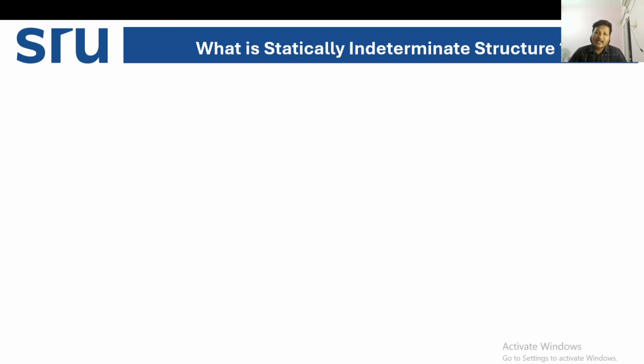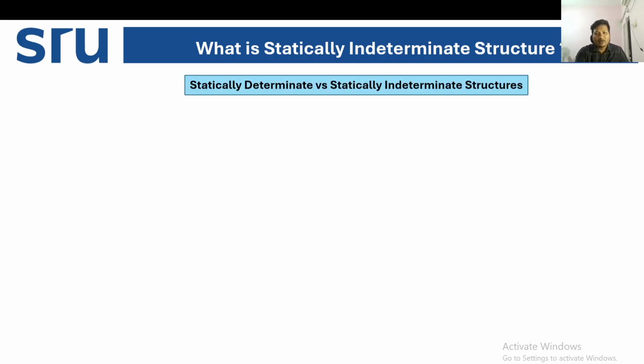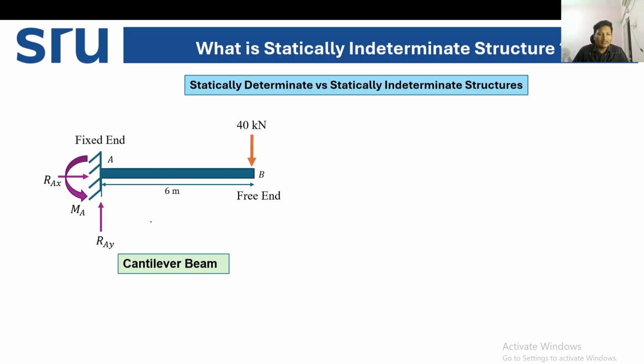So, what is a statically indeterminate structure? If you ask me how to compare between a statically determinate and an indeterminate structure, let us see this cantilever beam. How many reactions are there in the cantilever beam? In this cantilever beam, end A is fixed, and the other end is free. How many reactions at the fixed end? There is one vertical reaction, RAY, one horizontal reaction, RAX, and a moment at A. So we have three unknowns. When we solve this cantilever beam, we have to find out RAY, RAX, and the moment developed at the fixed end.